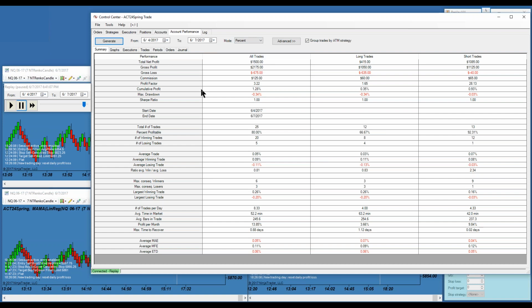Total net profits 1,500. Look at this profit factor, 3.22. We had a total of 25 trades. Now that's all 3 charts combined, and that's an 80% profitability. So very, very nice. You can't expect more on automation than something like this. You just can't.